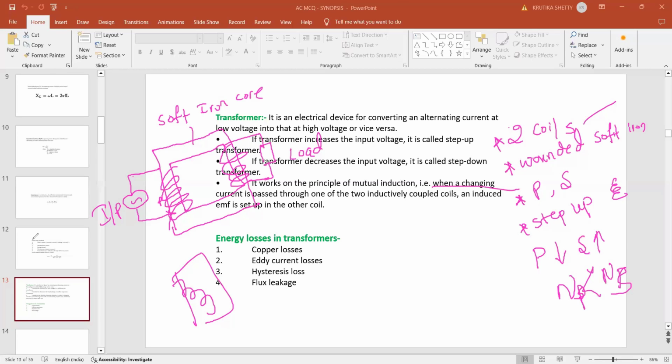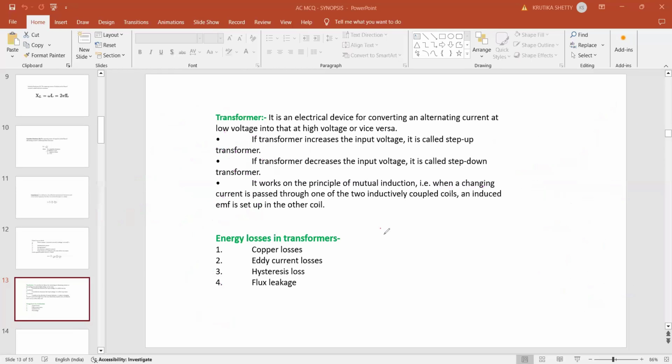Yes, is the construction clear to everyone? It consists of two coils wound on a soft iron core, which are called the primary and the secondary coils. So to step up the voltage, the number of turns in the primary coil must be less than the number of turns in the secondary coil. So this is the construction, students.